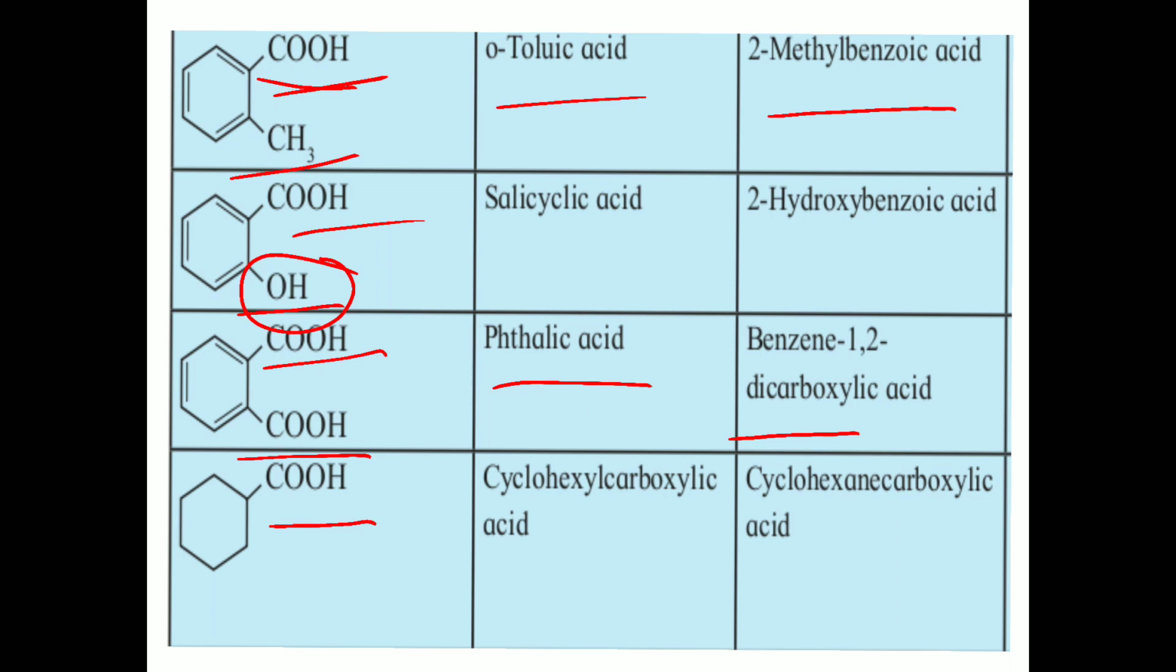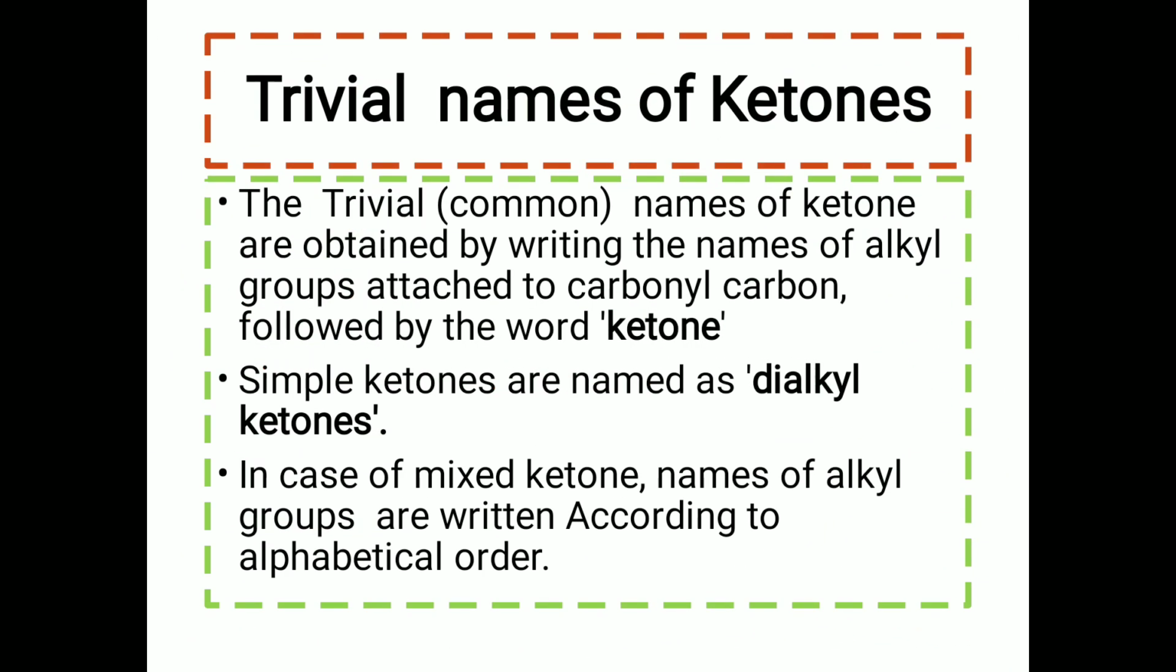Now we will next study the trivial names of ketones. That means, as we studied in the case of the aldehydes and carboxylic acids, how they are named using the trivial name system or the IUPAC name system, the same is used for the ketones. The trivial, that is common, names of the ketones are obtained by writing the names of the alkyl groups which are directly attached to the carbonyl carbon, followed by the word ketone. For example, when it contains 2 methyl groups, it is named methyl methyl, and then we have to write the word ketone.